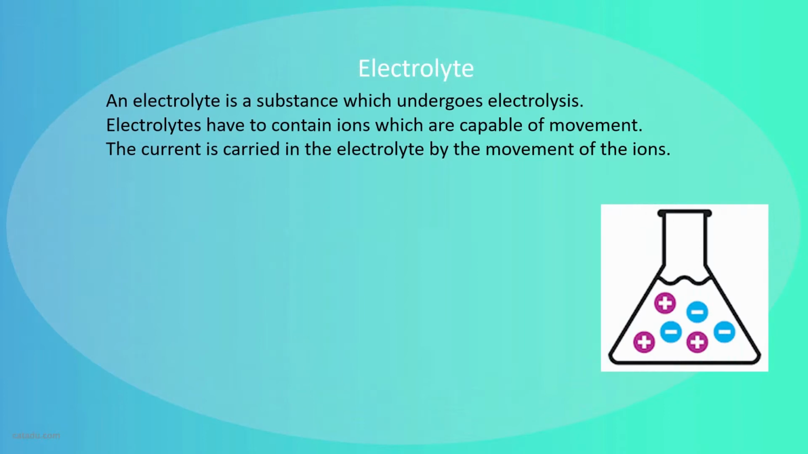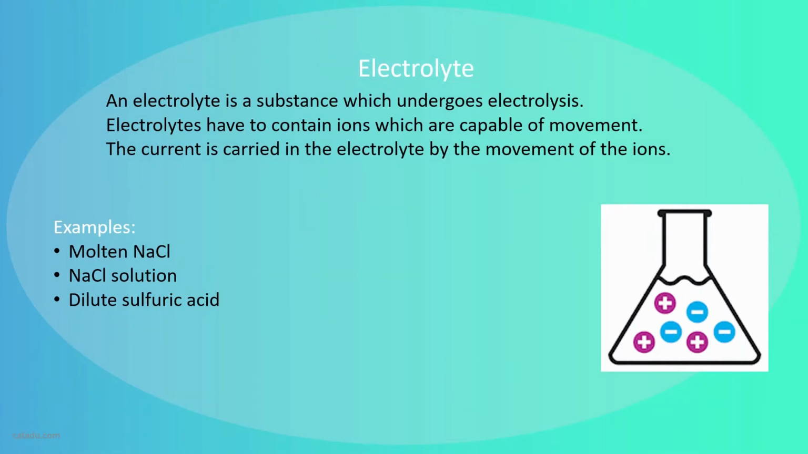Electrolytes have to contain ions which are capable of movement. The current is carried in the electrolyte by the movement of the ions. For example, molten sodium chloride. Sodium chloride solution, it can be dilute or concentrated, dilute sulfuric acid, and so on.